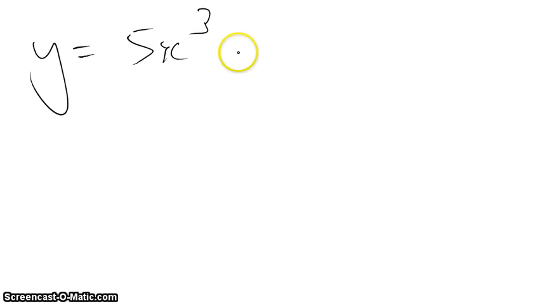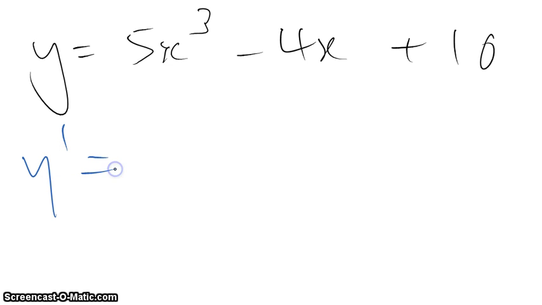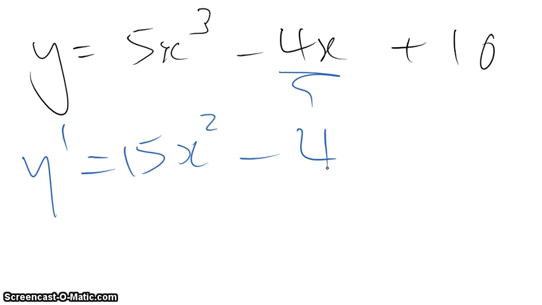5x cubed minus 4x plus 10. Okay, so we've got all our tricks happening now. The derivative function is drop it, 3 times 5, 15. X to the, take 1 off it, power of 2. Minus, drop it, take 1 off it, or you know the derivative of 4x, you know the gradient 4x gives you, it's 4. What gradient does a number give you? Nothing. That's it. That's the gradient function. That's the function that will give you the gradient of that curve for any x value.